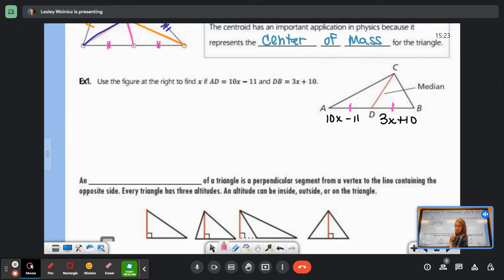So their measures have to be equal, so we can just set them equal to each other and solve for x. So subtracting 3x from both sides gives us 7x minus 11 equals 10. Adding 11 to both sides gives us 7x equals 21. Dividing both sides by 7 gives us x equals 3. Easy peasy, lemon squeezy.